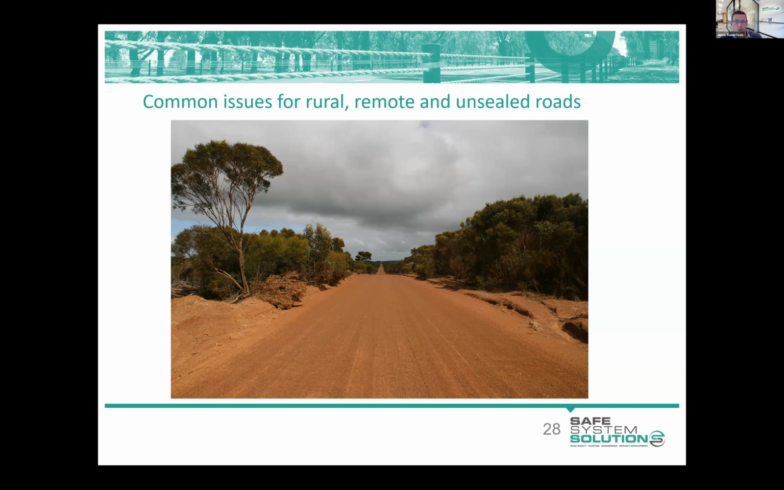So these, short of a major upgrade of the road, are roads that typically don't warrant major safety interventions. So we are talking about implementing things to improve delineation, perhaps guideposts, warning signs to highlight those particular risks to motorists.